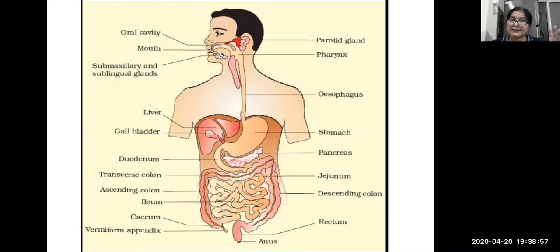Then these are digestive glands. The liver is the largest gland. Then the pancreas is another gland. Then gastric glands are there in the stomach. The term gastric is always related to the stomach.